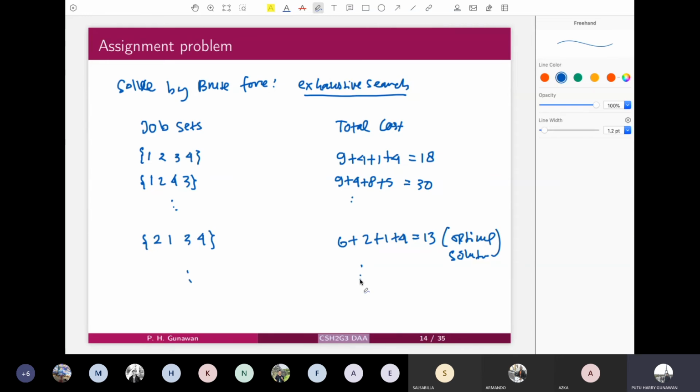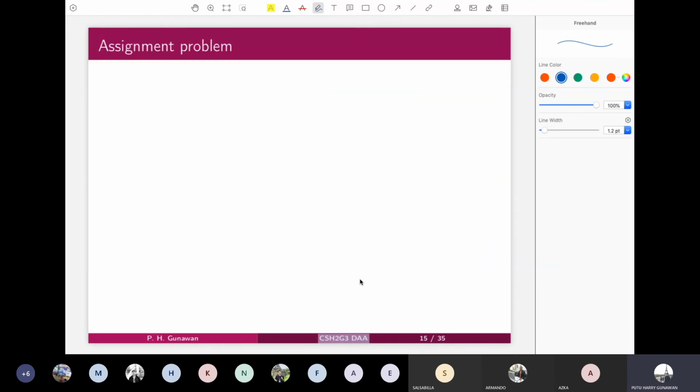How to solve this one using the greedy algorithm? Back again to the greedy algorithm. So how to solve the assignment problem using the greedy algorithm? By the greedy algorithm, first we need to make the matrix C. C is equal to this one.